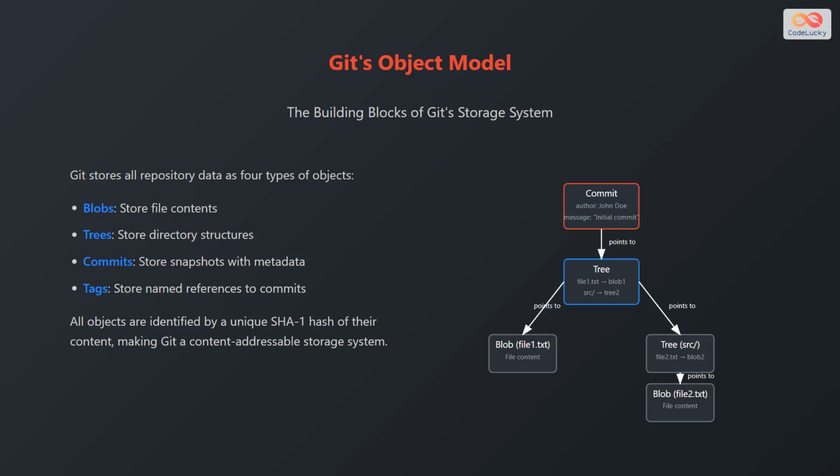Commits store snapshots of the repository at specific points in time, including metadata like author, date, and commit message. Tags store named references to specific commits, marking important releases or milestones. All of these objects are identified by a unique SHA-1 hash of their content. This makes Git a content-addressable storage system where data is accessed based on its content rather than its location.